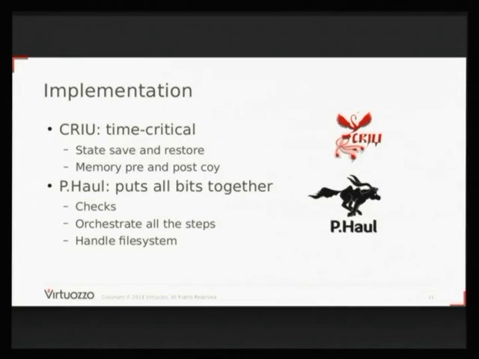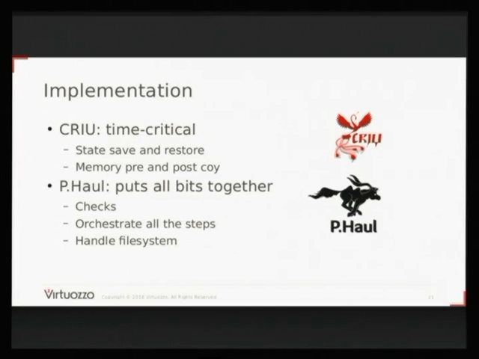All this stuff I've just described is already implemented inside two projects. First, as I have already mentioned, is called CRIU. CRIU is an acronym for checkpoint and restore in user space. It's a tool written in C which does all the time-critical stuff. It saves state and restores state, dealing with all this complexity I have just described. And it also provides an API to set up and actually run memory pre- and post-copy. Post-copy is still not in the mainstream, but still, memory pre- and post-copy stuff.